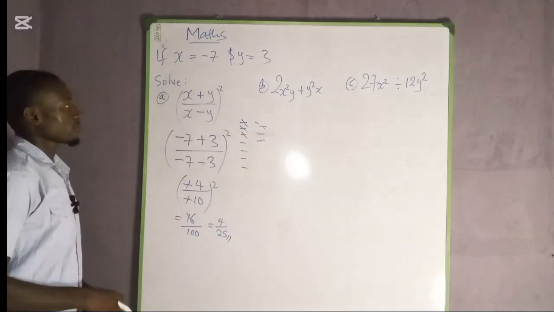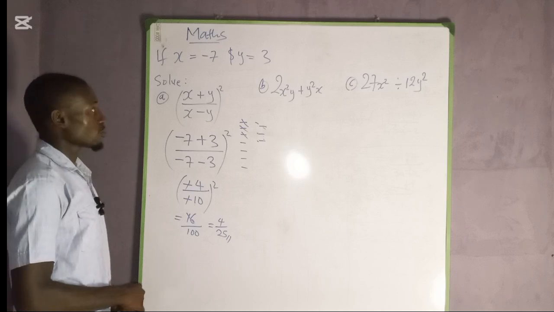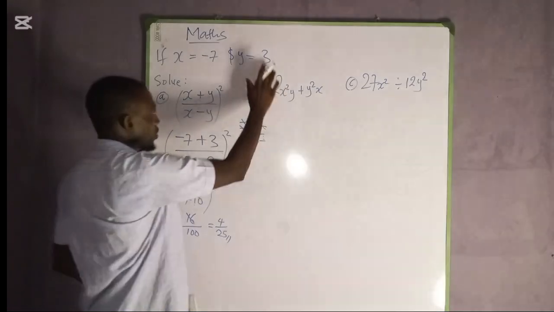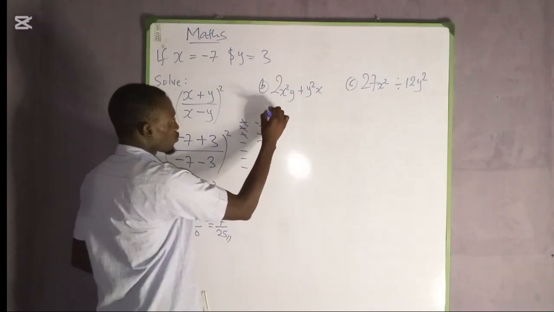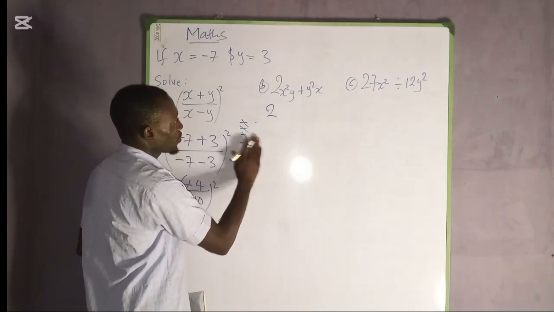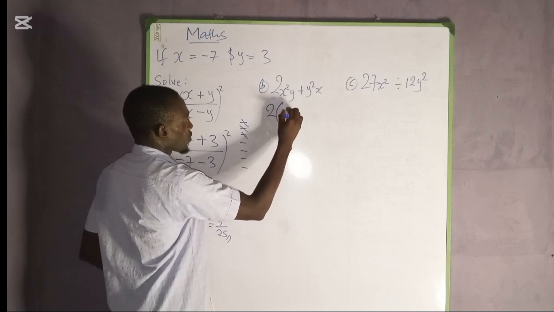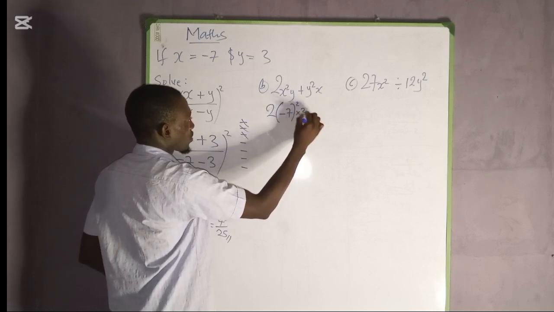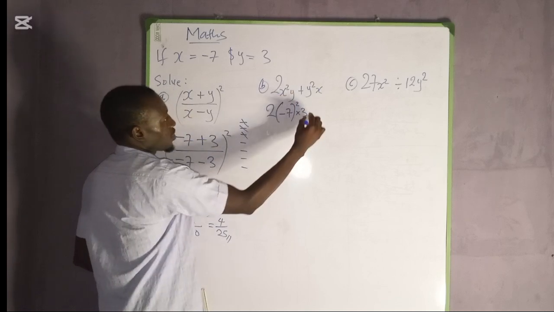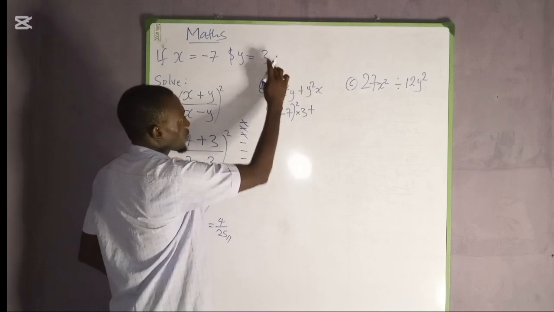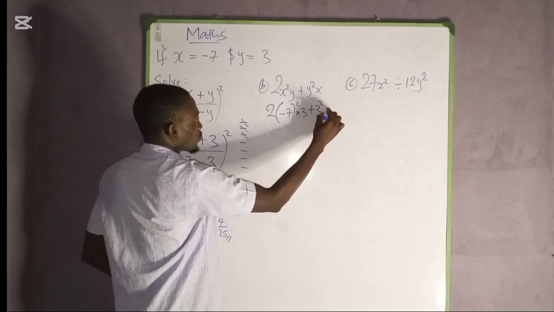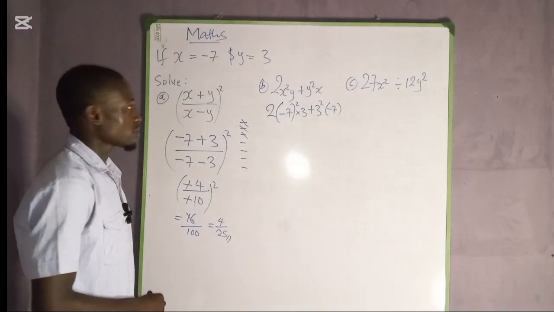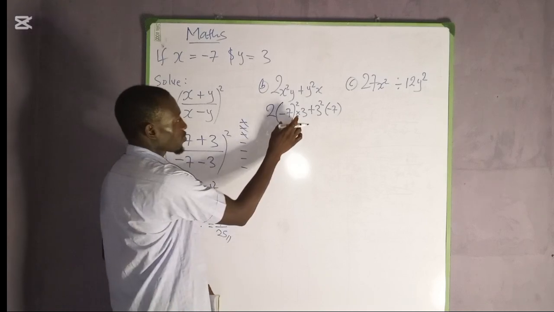Let's go to the second one. So we'll do the same thing, substitute. Where we have x, put minus 7. Where you have y, put 3. So we have 2, okay, minus 7 raised to power 2 times 3. That is for this. Plus y, that is 3 raised to power 2, minus 7. Right? So at this point, let's solve this bracket.